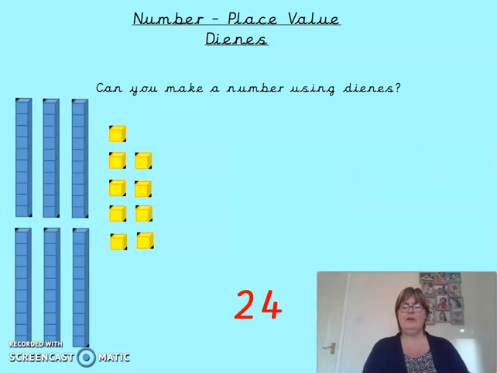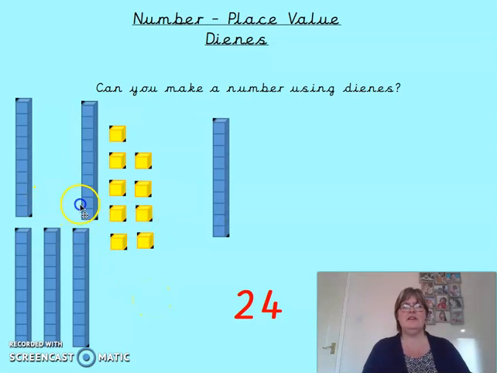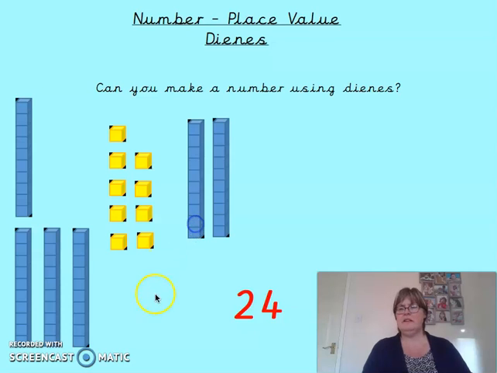Okay, can you make the number 24 with these Deans for me? What would I need? Have a think, come back to me when you're ready. Okay, so hopefully you're shouting at me well. I need to look at my tens column. So do I need to move these or these for my tens column? Which ones do I need to move, the yellow or the blue? I need to move the blue, don't I? Because the blue are the 10s. So they're my groups of 10.